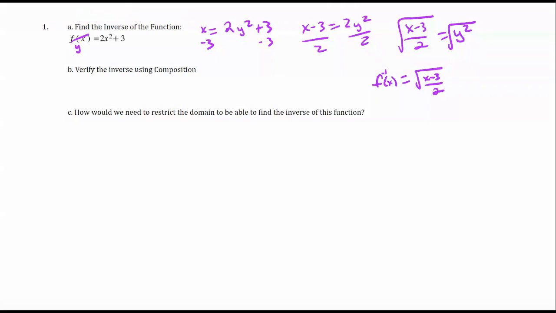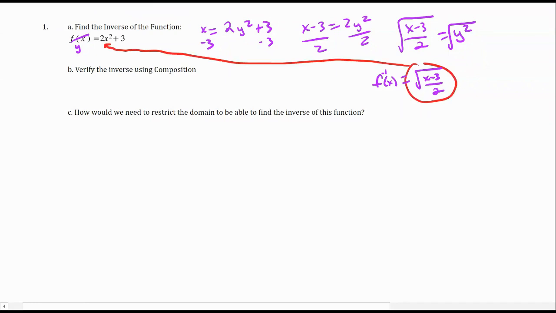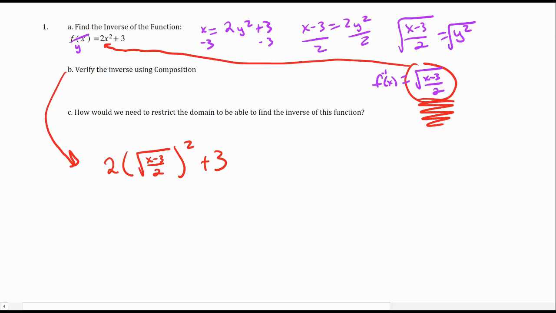Now, verify using composition. To do that, I'm going to take this equation here, and I'm going to plug it into that x value. So I'm going to do this down here because I don't have enough room. But I got 2 times the square root of x minus 3 over 2, squared, plus 3, right? So I just took this and I plugged it into this x value here. Now I'm going to simplify it as much as I can, and I should get down to just x by itself.